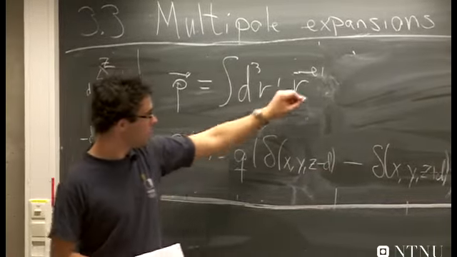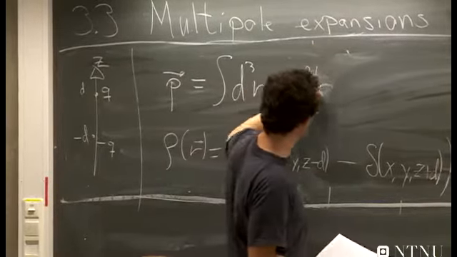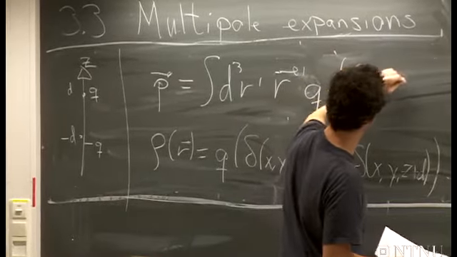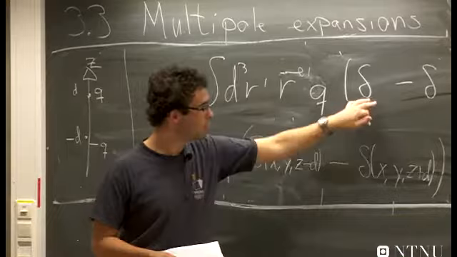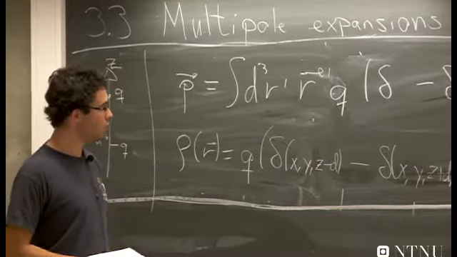So I'm going to put this up here. I'll just say Q times delta minus delta. So it's these two terms. And now this turns into a sum.